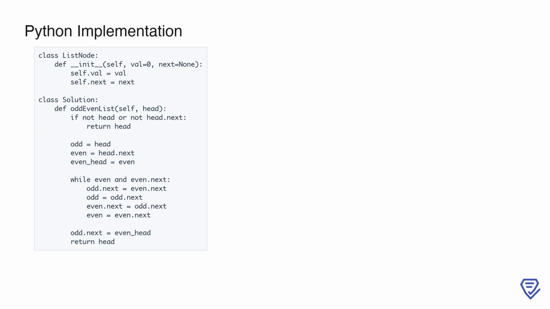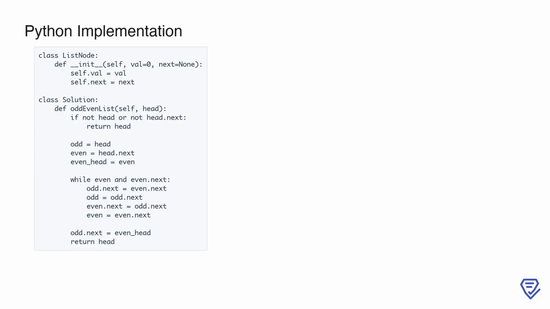3. Rearranging nodes. A while loop iterates as long as there are more even indexed nodes to process. Inside the loop, the odd pointer's next is set to the node after the even pointer, even.next, effectively skipping over the current even node and linking to the next odd node. The odd pointer is moved one step forward to the newly linked odd node. Similarly, the even pointer's next is set to the node after the newly linked odd node, odd.next, skipping over the current odd node and linking to the next even node. The even pointer is moved forward to the newly linked even node.